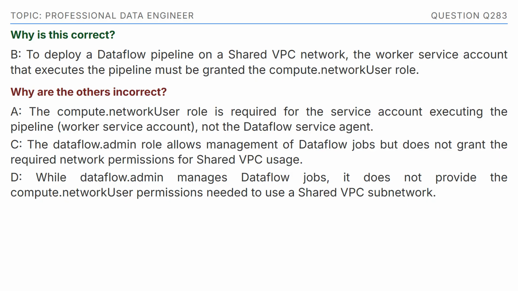Why are the others incorrect? A. The compute.network user role is required for the service account executing the pipeline, worker service account, not the Dataflow service agent. C. The Dataflow.admin role allows management of Dataflow jobs but does not grant the required network permissions for shared VPC usage. D. While Dataflow.admin manages Dataflow jobs, it does not provide the compute.network user permissions needed to use a shared VPC subnetwork.